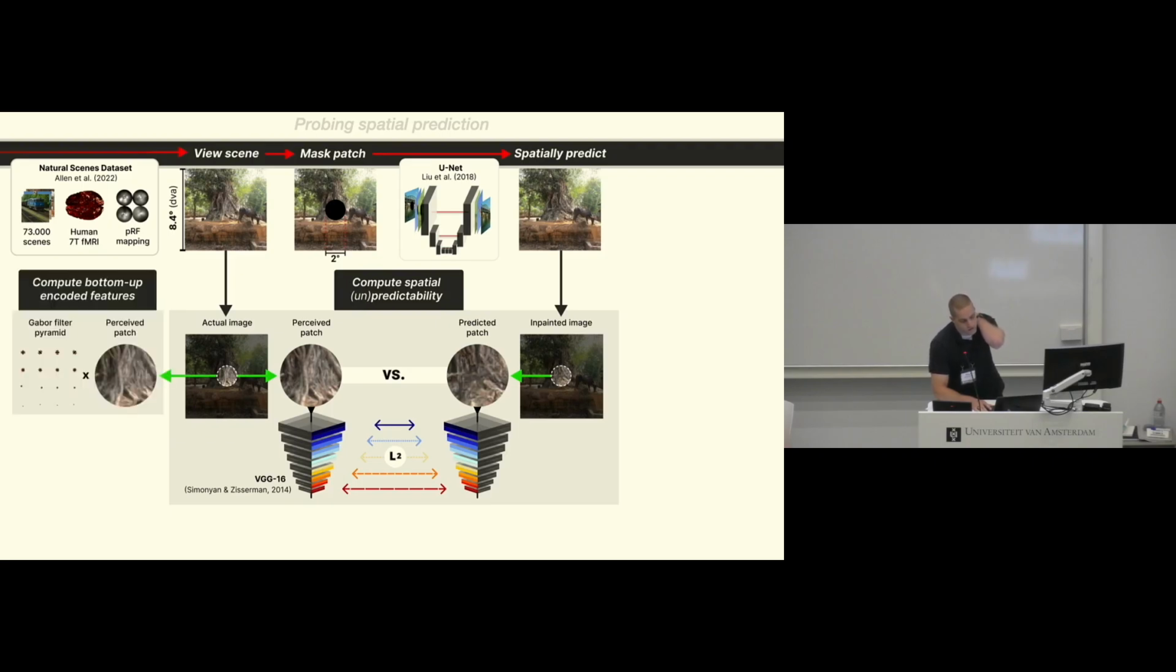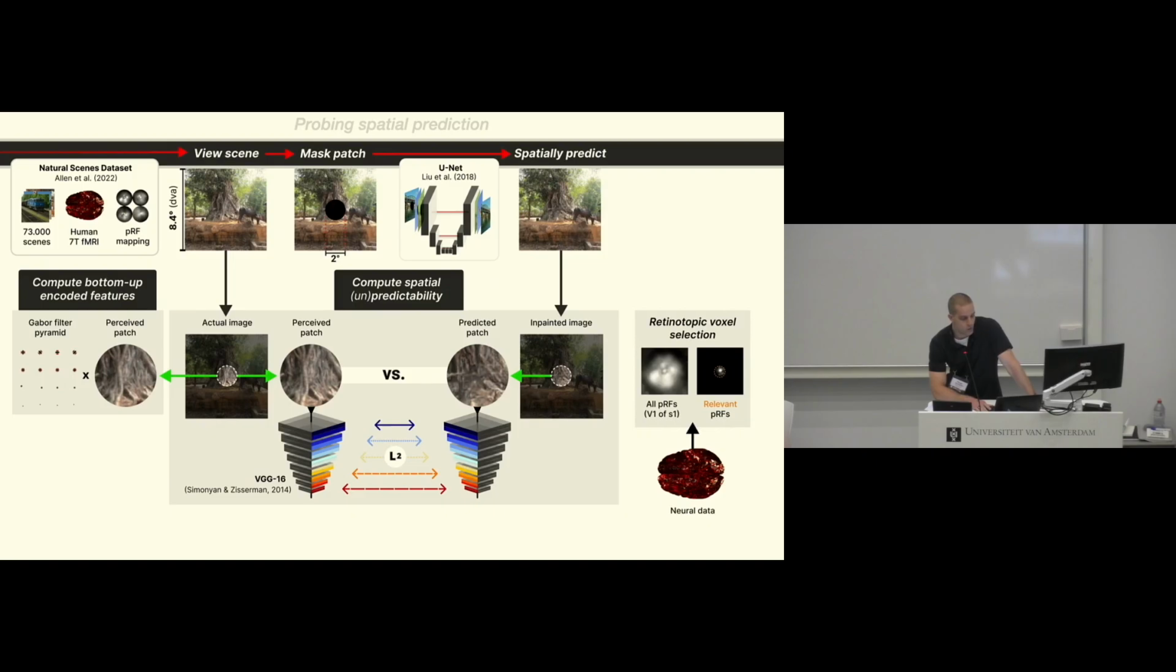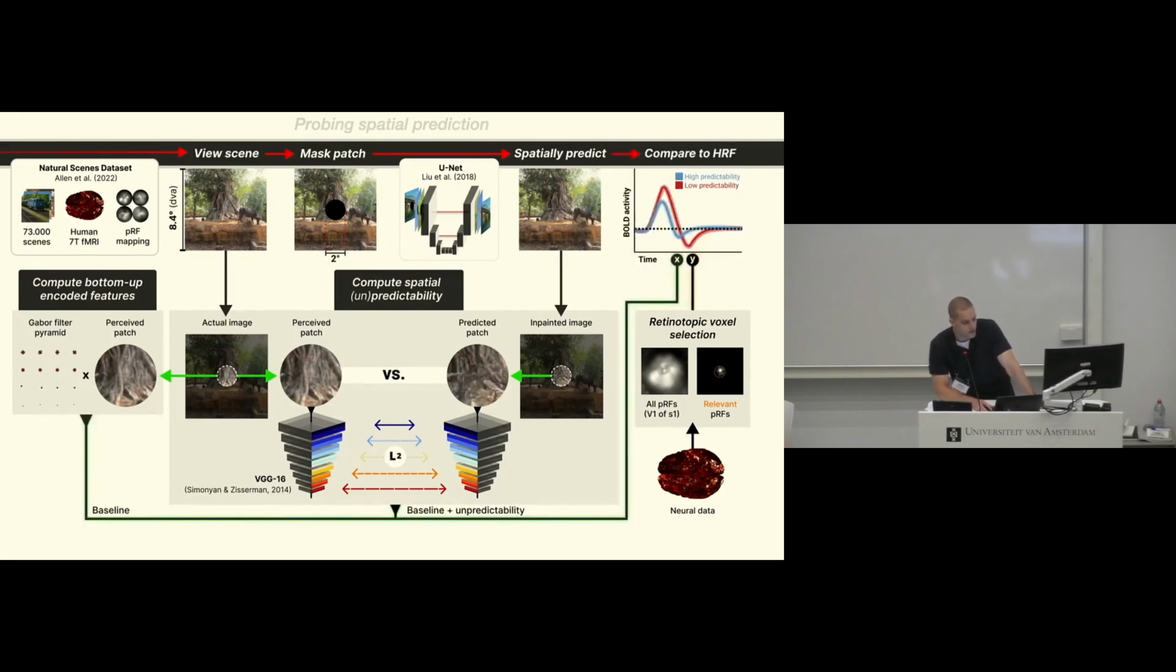Next, we wanted to control for feed-forward information, so we also computed a baseline model of bottom-up encoded features for each and every patch. Then we made sure to only include voxels with receptive fields that sufficiently overlapped with the patch region that we chose. And finally, we related our baseline model of bottom-up encoded features, as well as our unpredictability features, to evoked neural responses using ridge regression with cross-validation.